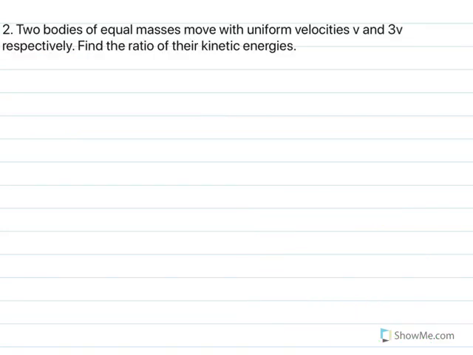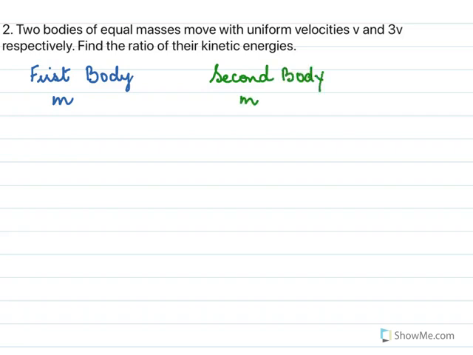Two bodies of equal masses. So I'll write the first body is here, we write m, and we have a second body. And they have equal masses, so this also is mass m. Move with uniform velocities v and 3v. So the first velocity here is v and this velocity is 3v. Find the ratio of their kinetic energy.